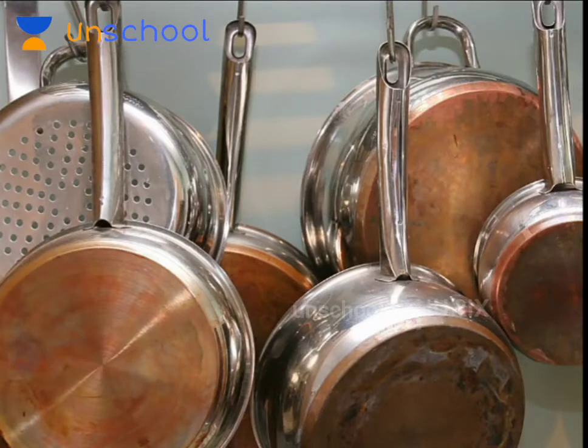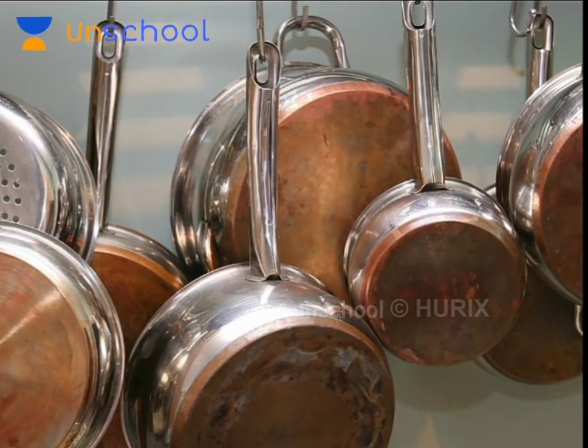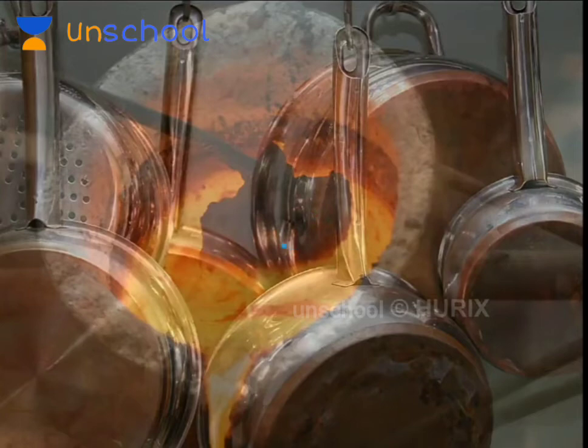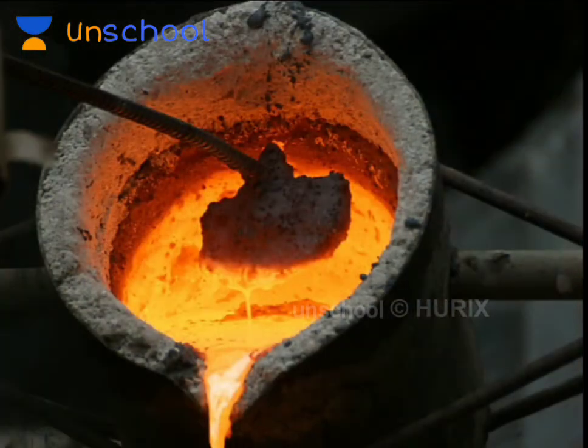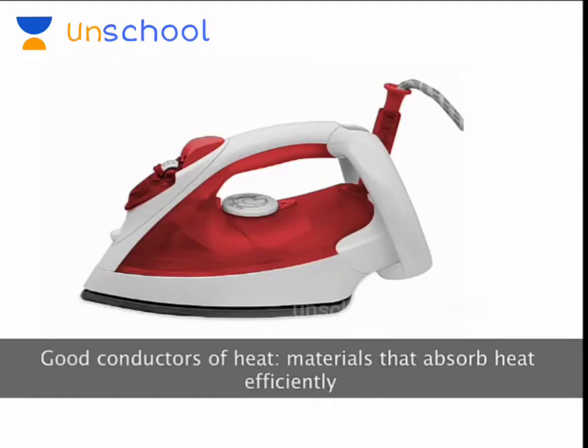Let us now move to the materials in the kitchen. Most cooking vessels seem to be made of metal. One of the reasons vessels are made from metals is they are hard and can easily be molded into different shapes. But that's not all. Metals also absorb heat efficiently.